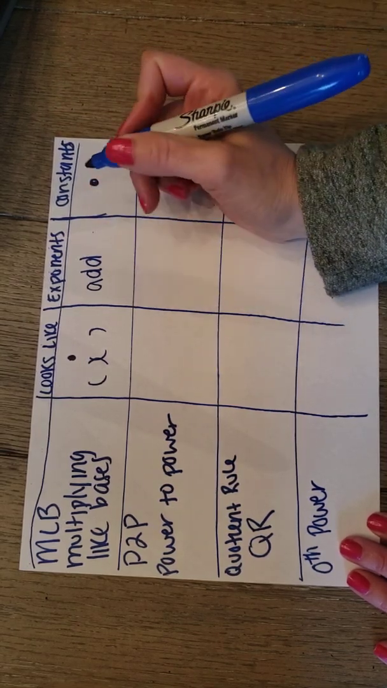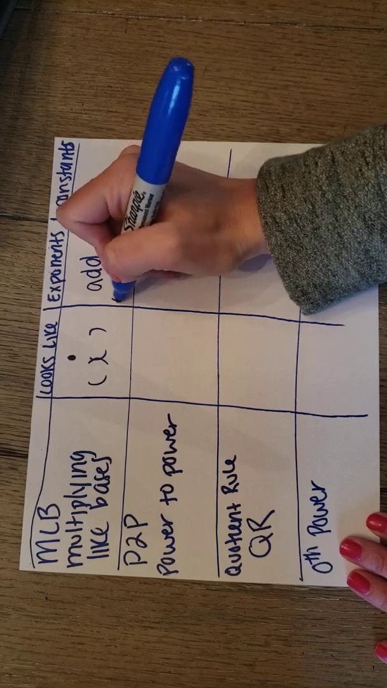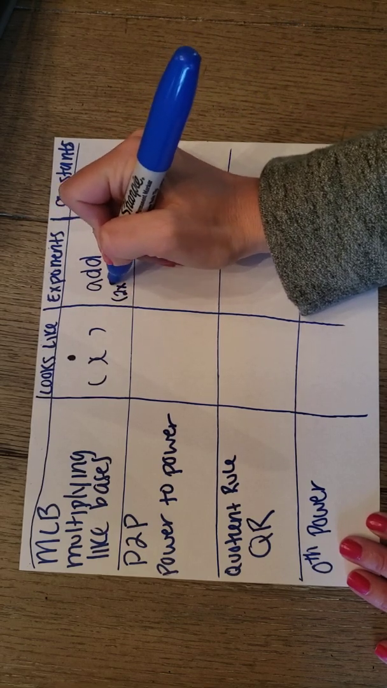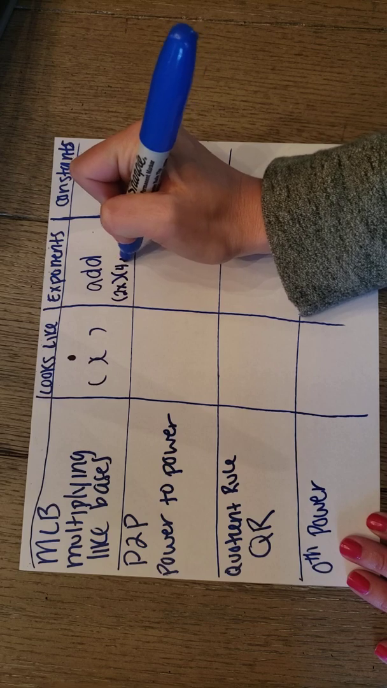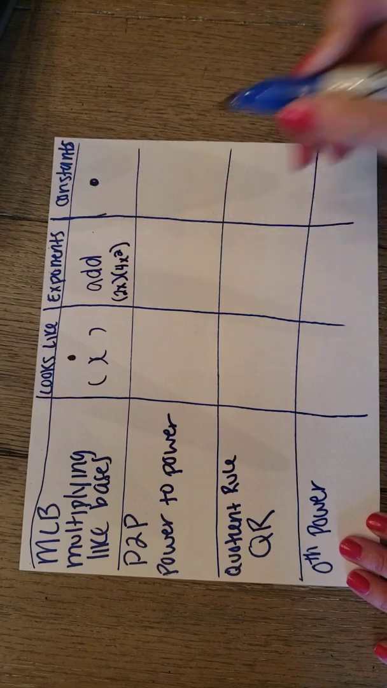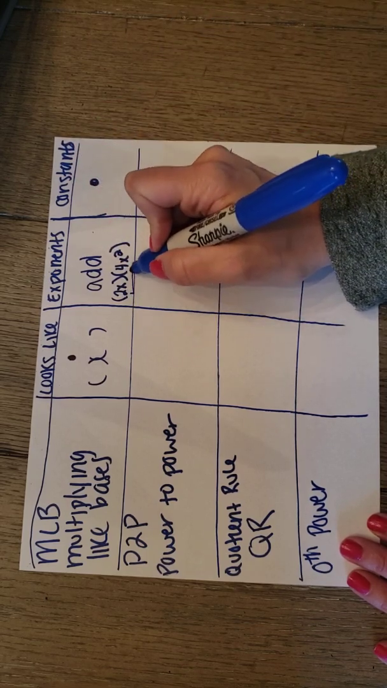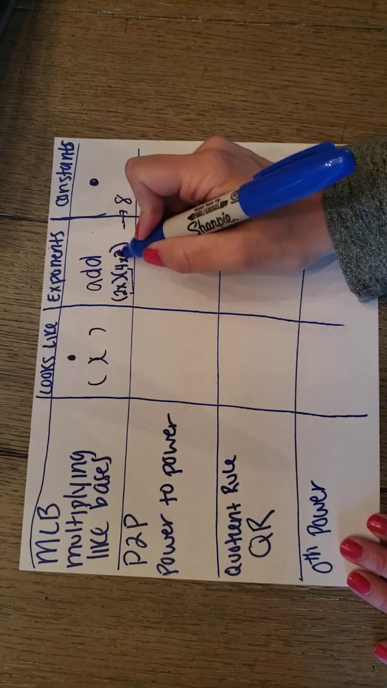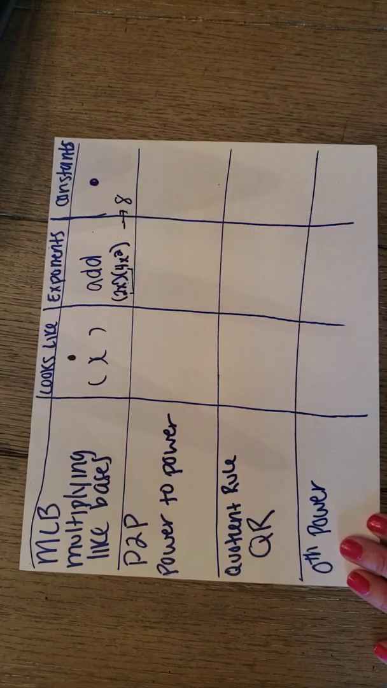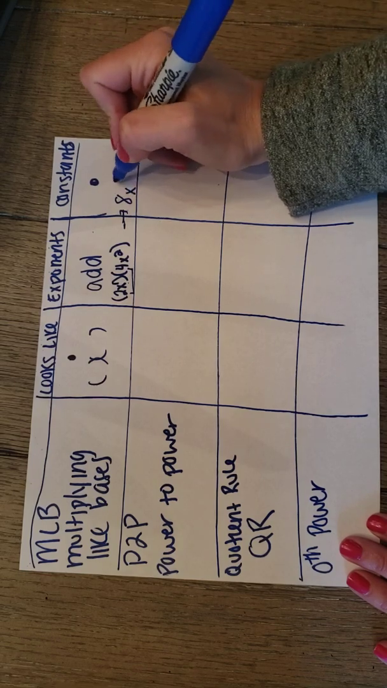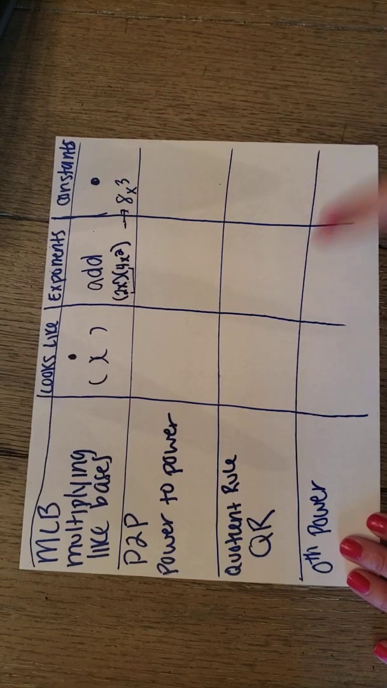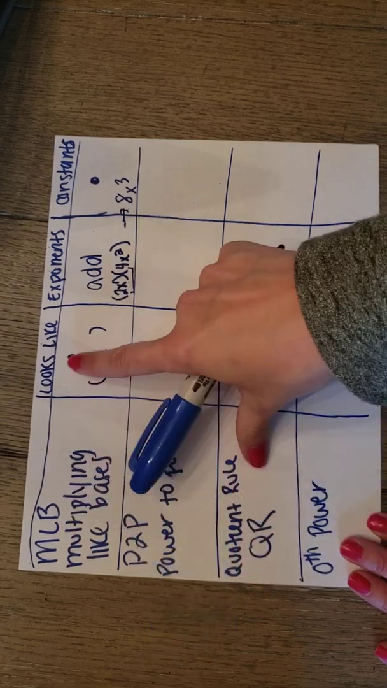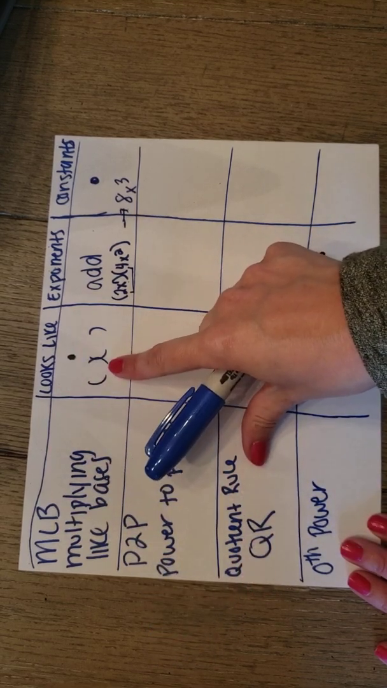So if I had like 2x times 4x squared, you would multiply your constants to get an 8. You would add your exponents, and remember there's a 1 there, so you would get x to the third. So you gotta know multiplying like bases is either a dot or parentheses.